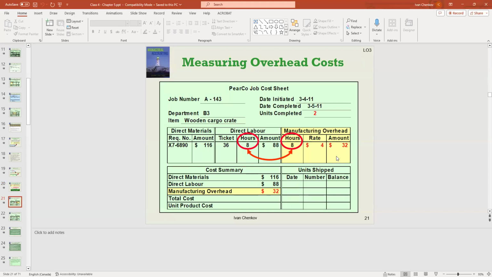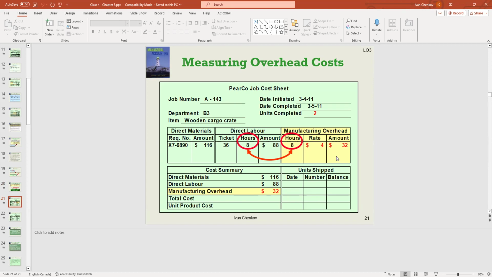Let's go back to the cost card. Do we know how many hours the worker worked on our job? Yes, we do. The worker worked from 8 o'clock to 4 o'clock in the afternoon. That's 8 hours. 8 hours times $4 manufacturing overhead. We're going to assign $32 manufacturing overhead to this particular job.